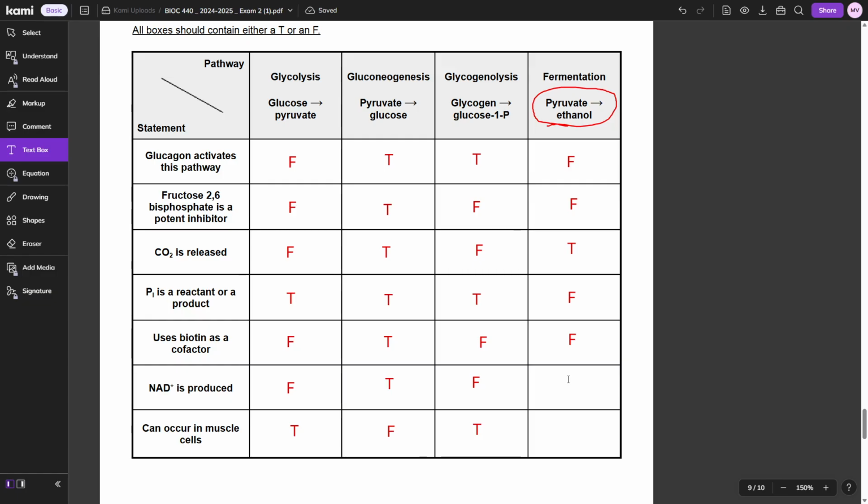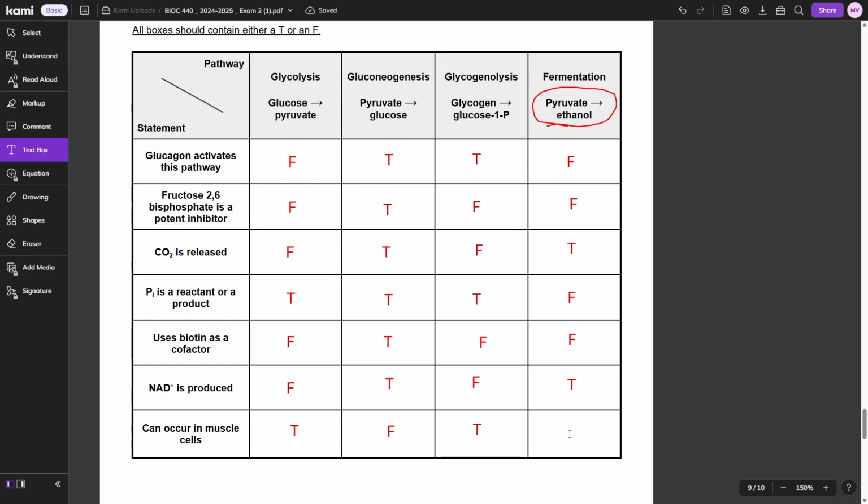NAD plus, is it produced? It is produced, because we're reducing pyruvate. It actually technically goes from pyruvate, decarboxylated into acetaldehyde, and then acetaldehyde is reduced into ethanol. So NAD plus is in fact produced. Can this occur in muscle cells? It cannot. We cannot do fermentation. If we could do fermentation, we'd have a lot of alcohol in our system, we'd all be drunk. So no.